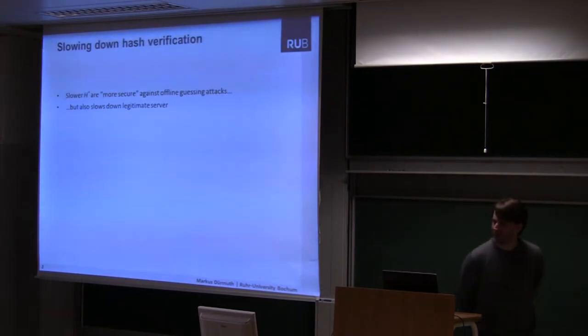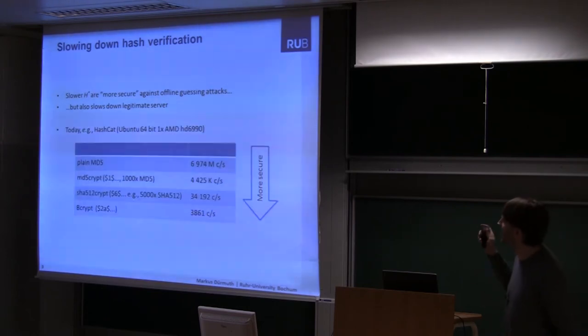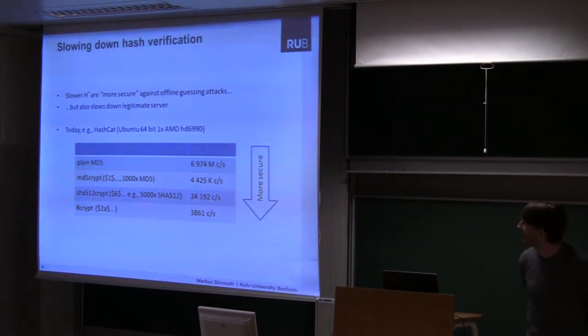Now, what I just said: the slower this h star is, the more secure it is against offline guessing attacks. However, the slower it is, the more annoying it is for the server operator because he's spending more computational cycles on computing that hash function h star. Some numbers, you're probably well aware of those. Plain MD5 is pretty fast on graphics cards. Bcrypt is not that fast on graphics cards. And that's why bcrypt is considered more secure than MD5.